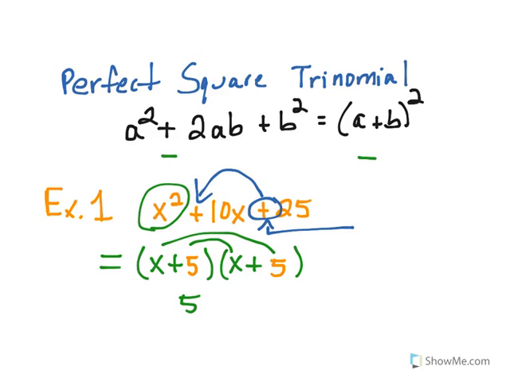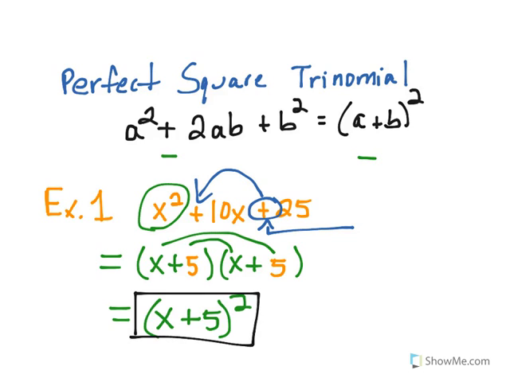But we're not quite done yet, because check this out. We can simplify this. This is why this is a special case, because this binomial is the same thing as this binomial. They're both the same. So we can rewrite this as (x plus 5) all squared. That will be the simplified version, and that is my answer.